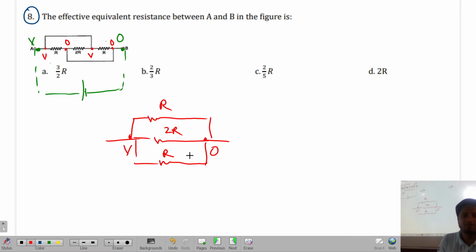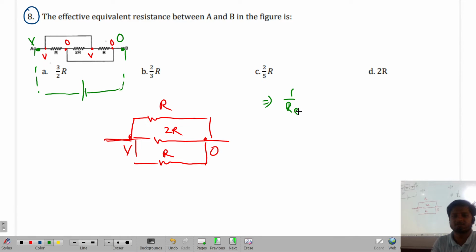All of them are between V and 0, or not? At the ends of each resistor, how much potential is there? V and 0, on this one V and 0, on this one also V and 0. So it is a parallel connection, and all of these resistors have a similar potential drop, V and 0. Yes or no? So can I do it?